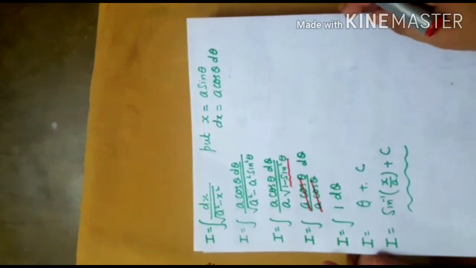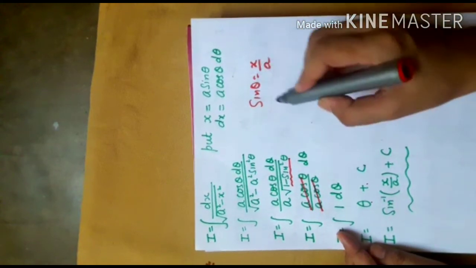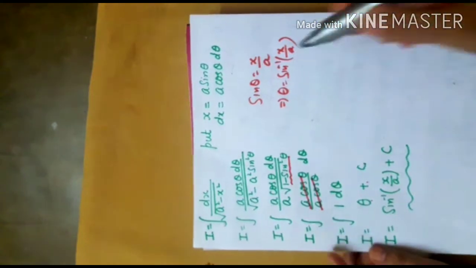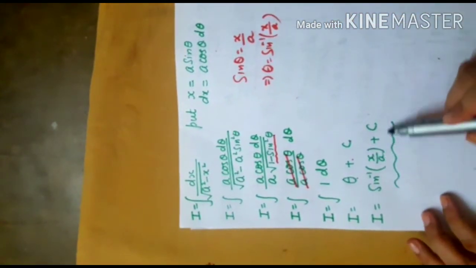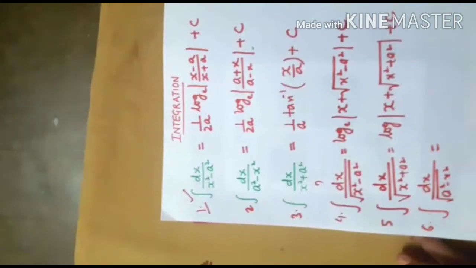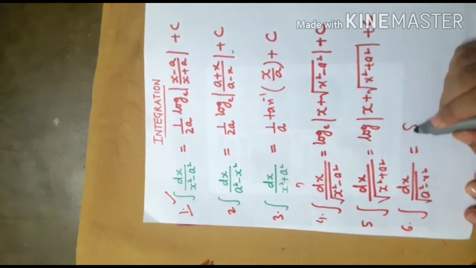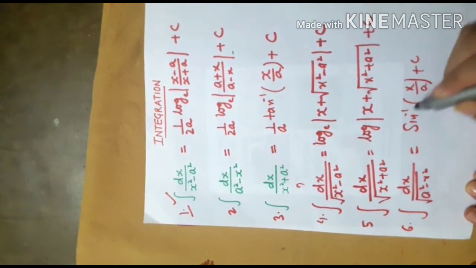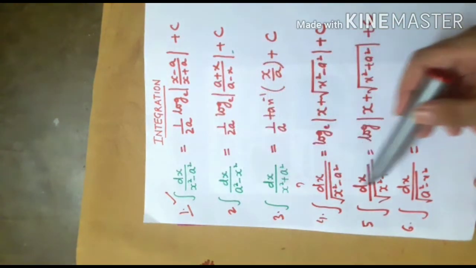Now replace theta with its original value. Yes, sin theta is x by a. So therefore theta will be sine inverse x by a. So I will be equal to sine inverse x by a plus c. So remember this, integral dx over square root of a square minus x square will be sine inverse x by a plus c. Right? So you have to remember all these forms.